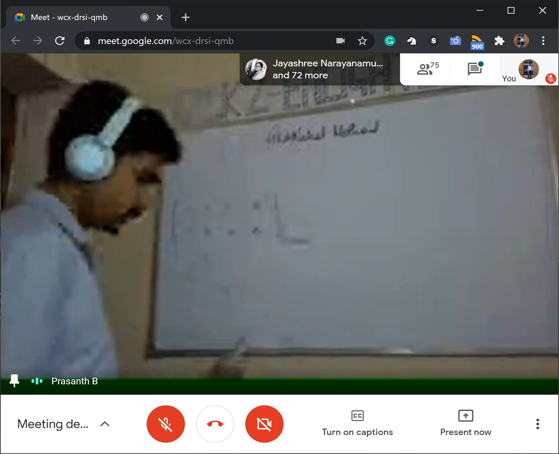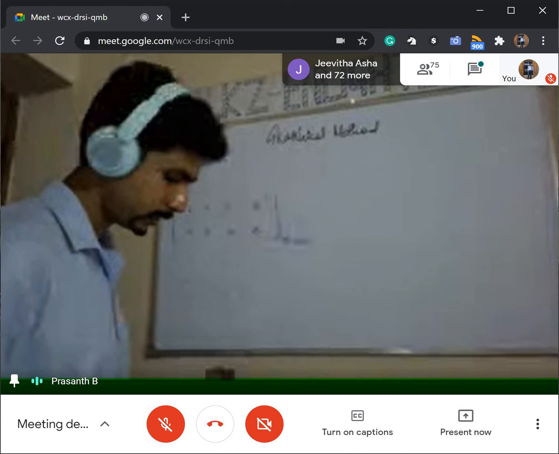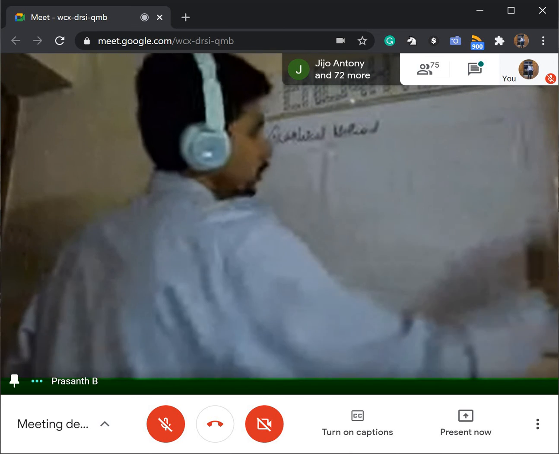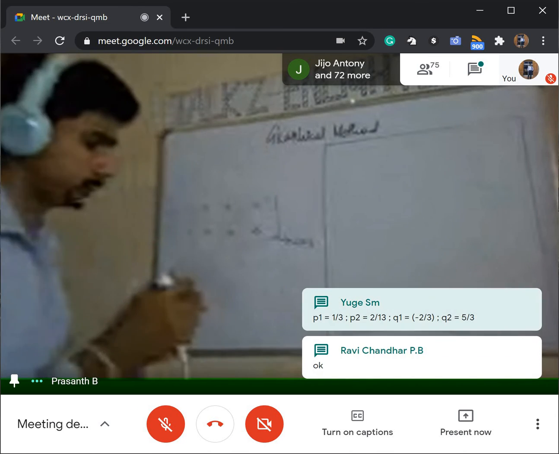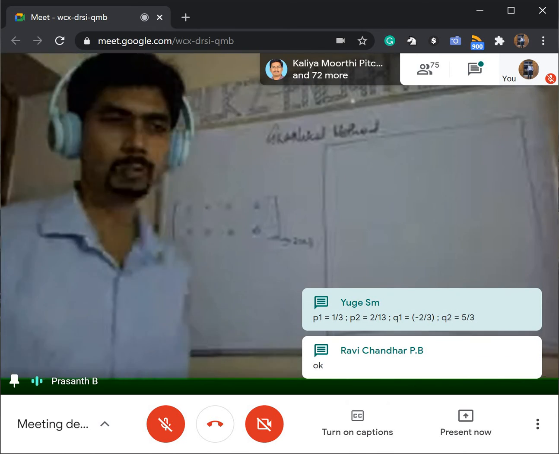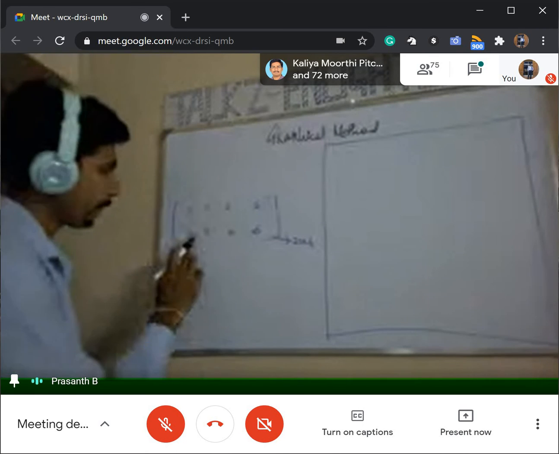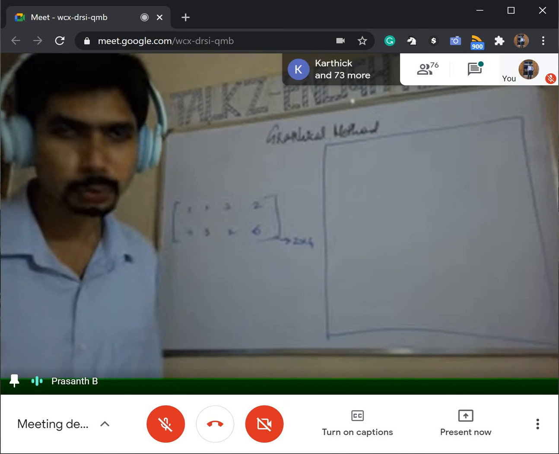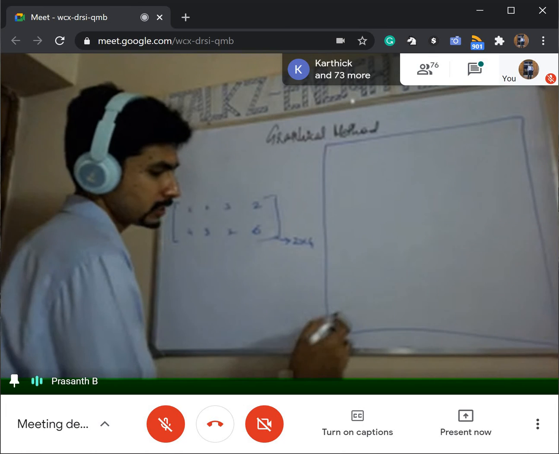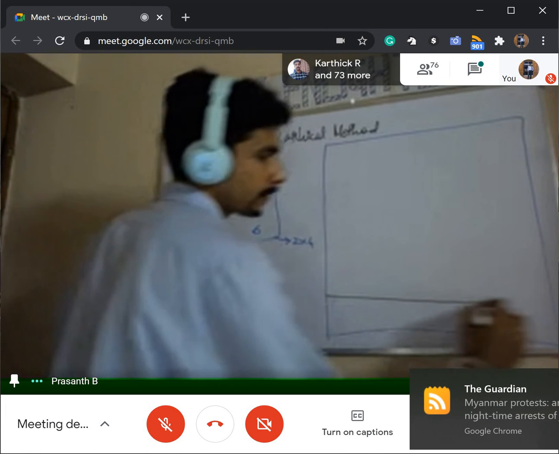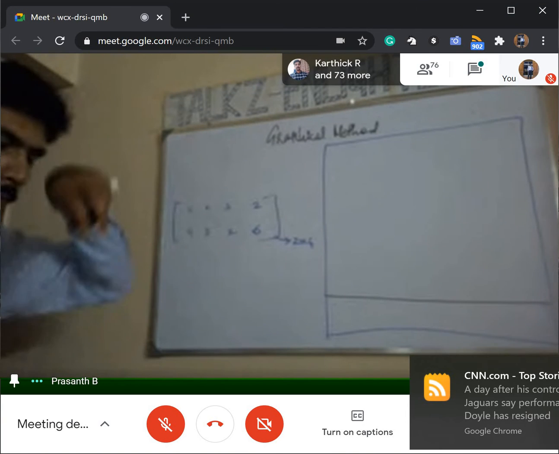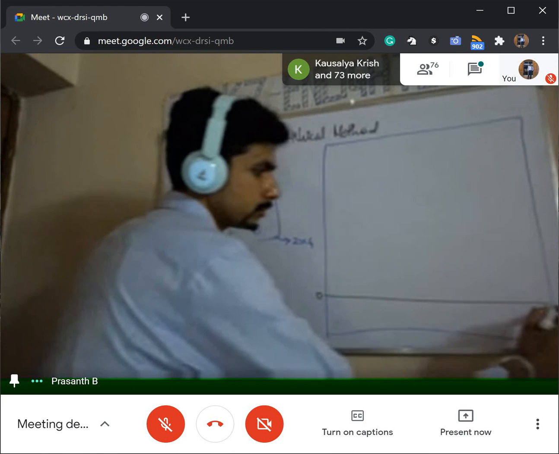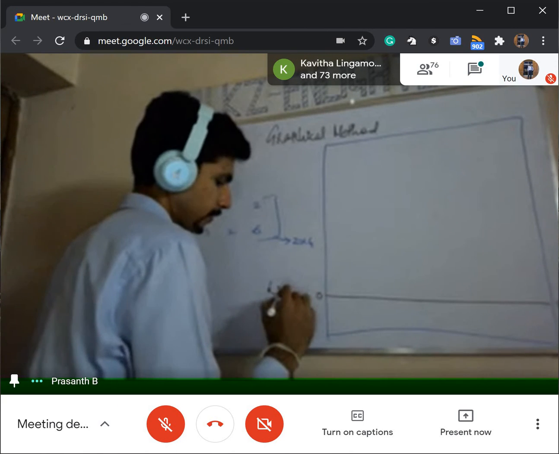So it goes like this. Imagine that this is your graph sheet. If this is your graph sheet, what you need to do is very simple. You see all the values are positive, so there are no negative values. So leave two boxes, put one line. This is the 0, 0 line.